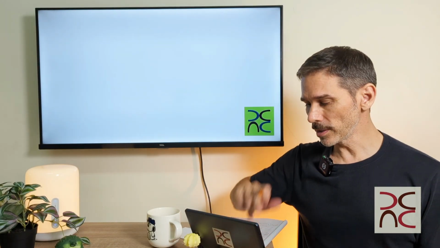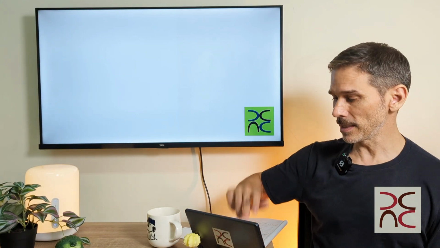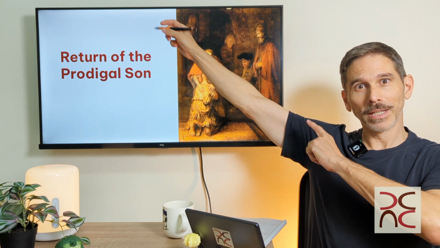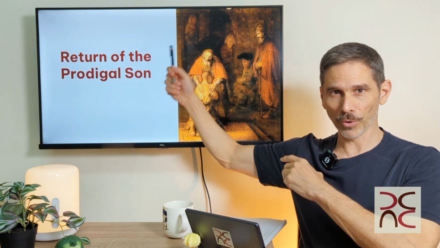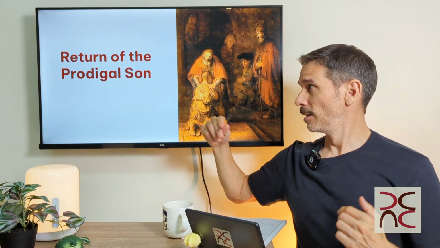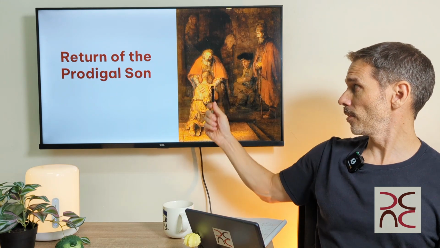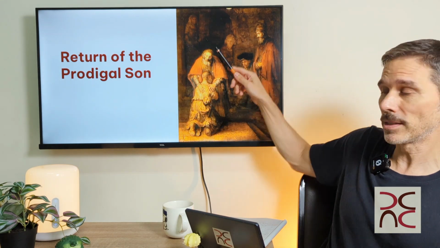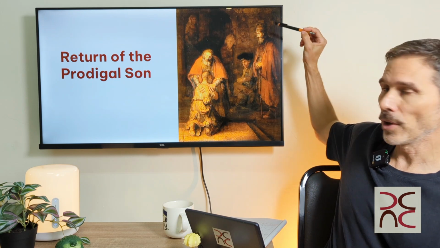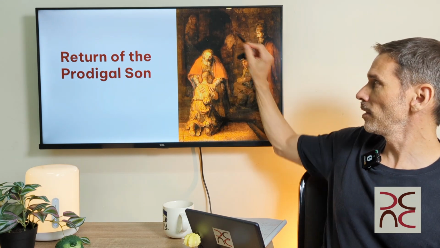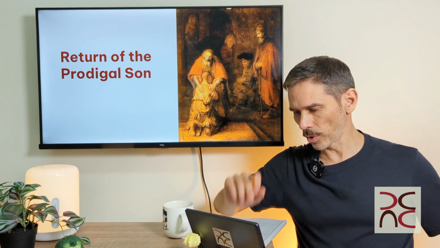So today we're going to talk about this painting. This painting is called Return of the Prodigal Son. Return, come back. Prodigal, we'll talk about that. And son, we have a father and a son. Actually, we have two sons. There's the younger son and the older son, and that's the father. There's some other people looking here. We'll talk about this, don't worry.